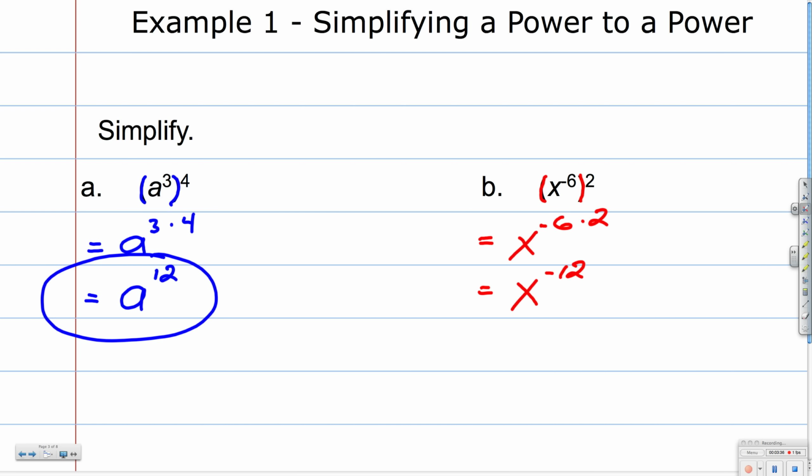Now one problem that I've been finding with my students is that they're leaving negative exponents in their final answer. Well, negative exponents cannot be put in a final answer. And we learned how to correct a negative exponent in lesson 8.1 with the negative exponent property, which says if we have something to a negative power, we can put it under 1 to make it a positive power. So x to the negative 12, when corrected to a positive exponent, will be 1 over x to the positive 12. Here's our final answer.